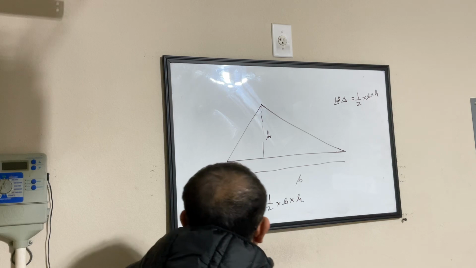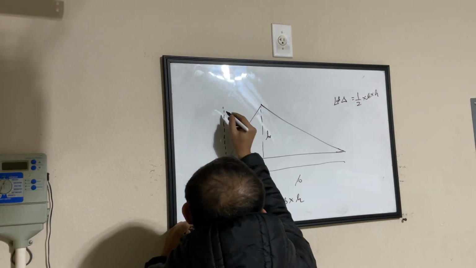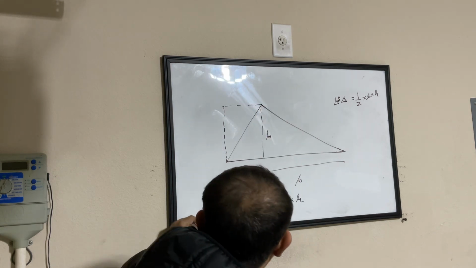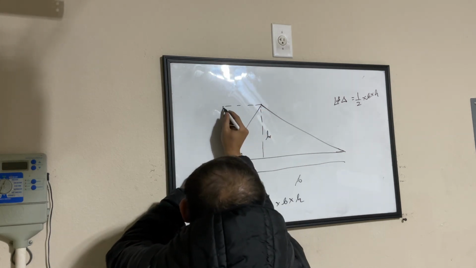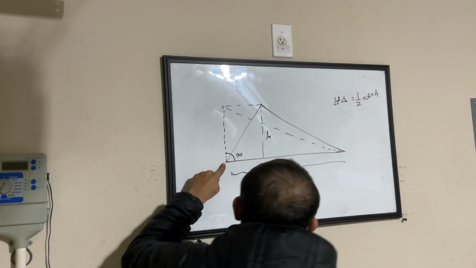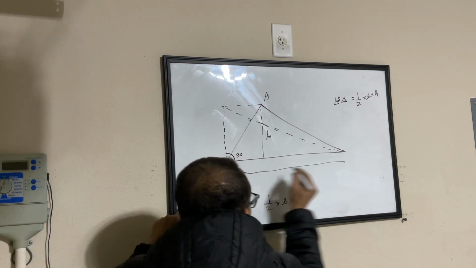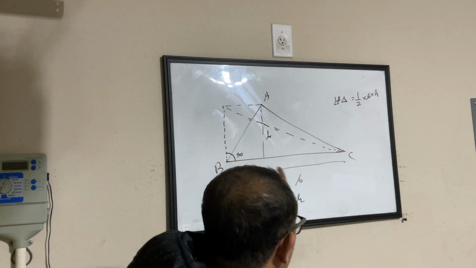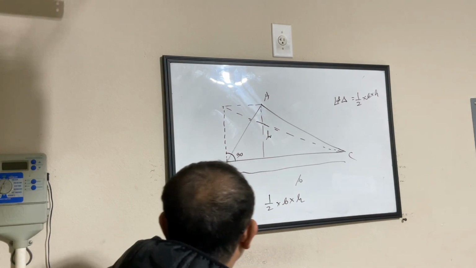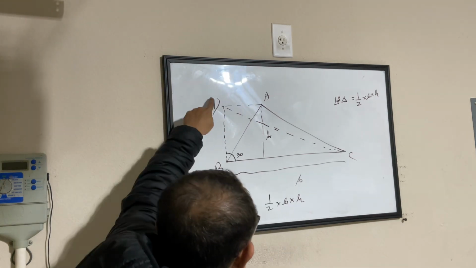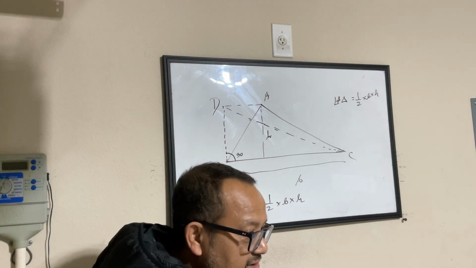So I would be more convinced if I make this a right angle triangle, and this is my base and this is my height. If I ask you whether the area of ABC is half into base into height, you will say don't know, we have not seen it yet. But if I say the area of DBC is half into base into height, you will agree, because that's what we have seen.